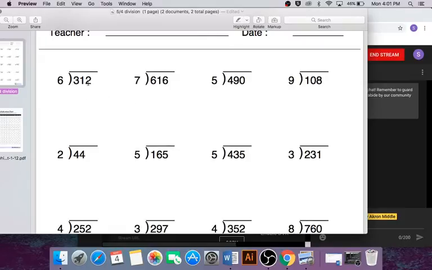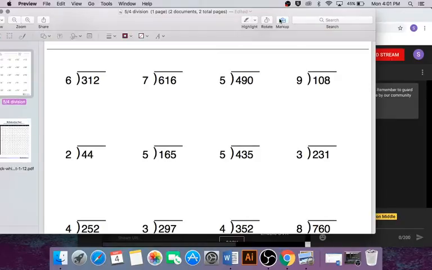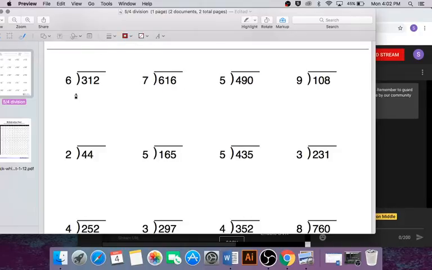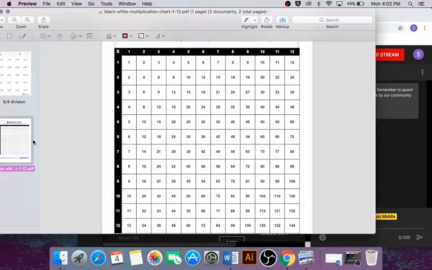So the first one is 312 divided by 6. So 6 can't go into 3. So we have to figure out how many times 6 can go into 31 without going over. The way we're going to use a multiplication chart is we're going to go to our 6 times table. It doesn't matter if you go across or if you go down, you'll still get the same answer.